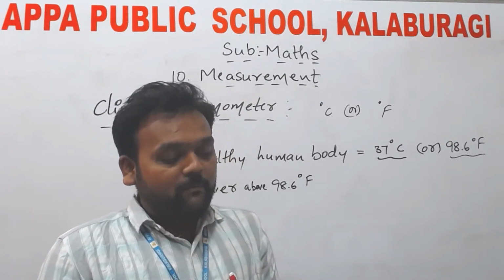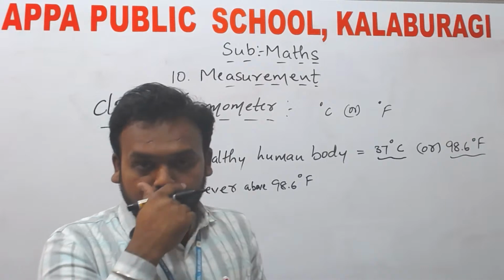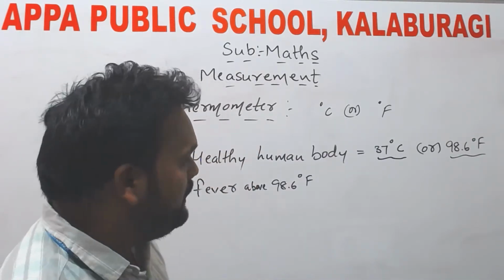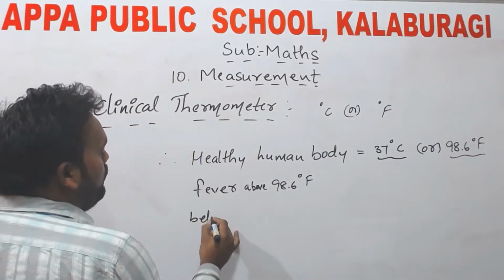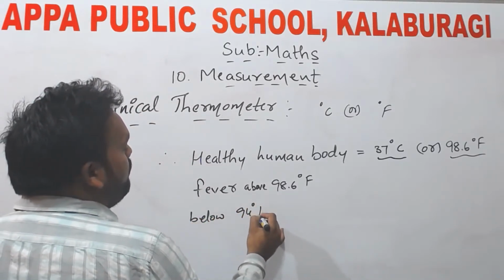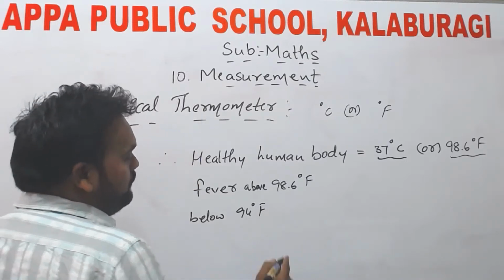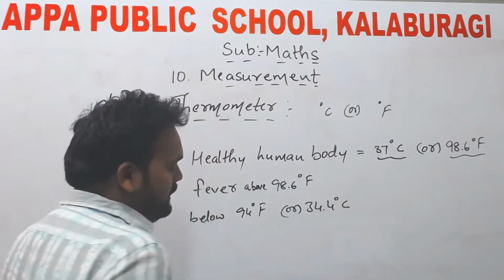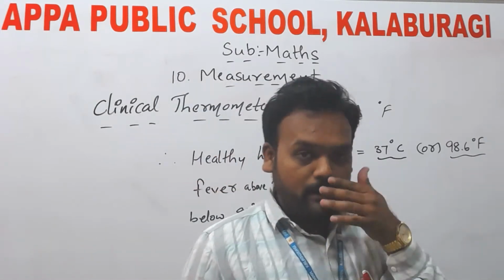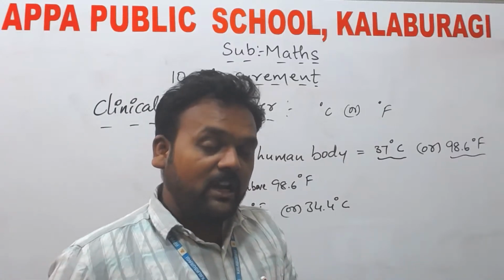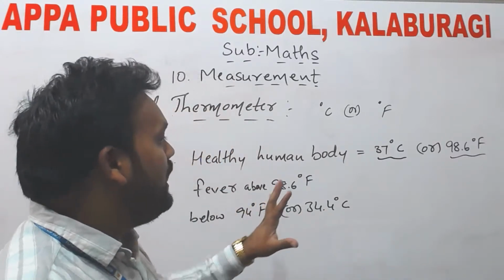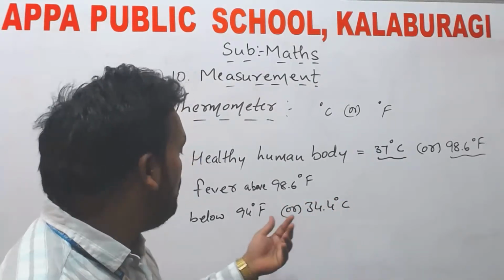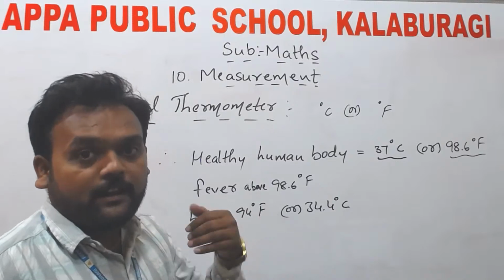The human body does not have a temperature below 94 degrees Fahrenheit, or 34.4 degrees Celsius. The human body does not have a temperature below that. Below means exactly after 34.4 degrees Celsius or 94 degrees Fahrenheit on the scale.